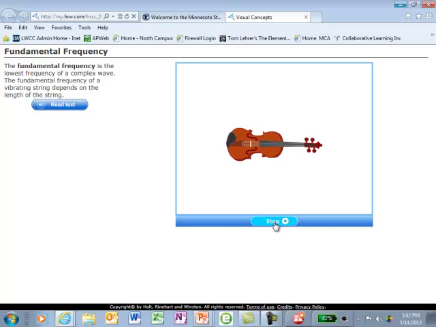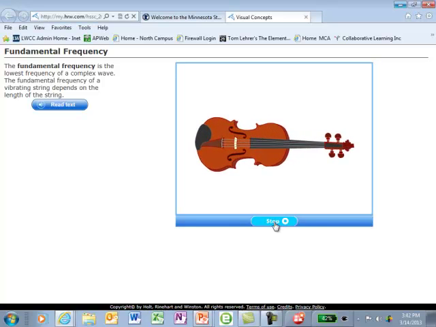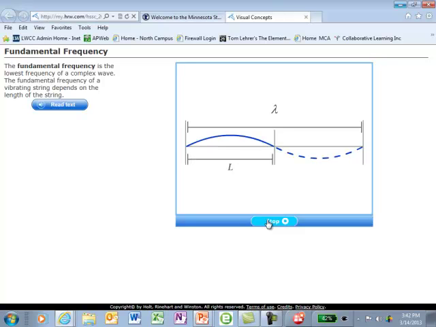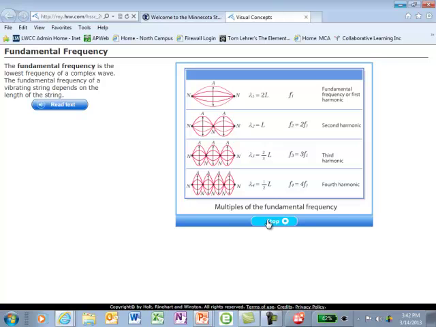On a given string of length L, standing waves exist only at certain wavelengths and frequencies. The lowest frequency at which a string can vibrate, called the fundamental frequency, is determined by the fact that the string is held fixed at its ends. The fundamental frequency of a vibrating string is produced by a standing wave that has a wavelength twice the length of the string, as shown here. Other standing waves that can be supported are simply integer multiples of the fundamental frequency. The sound of an instrument, such as a violin, is due to many of these frequencies being present when a note is played.